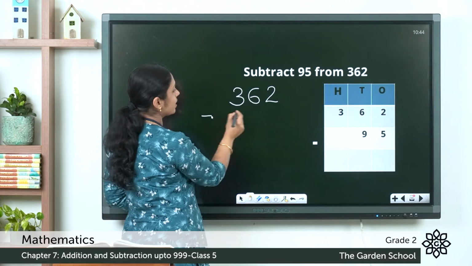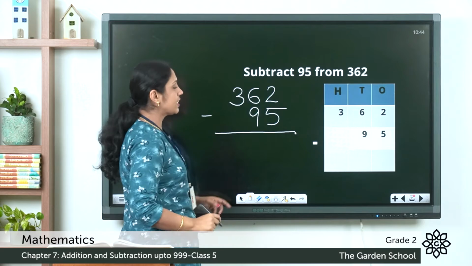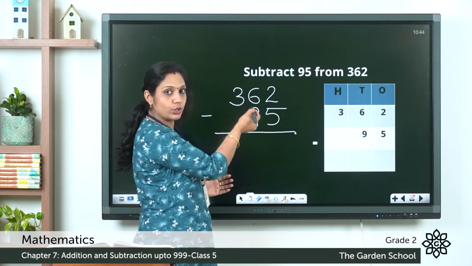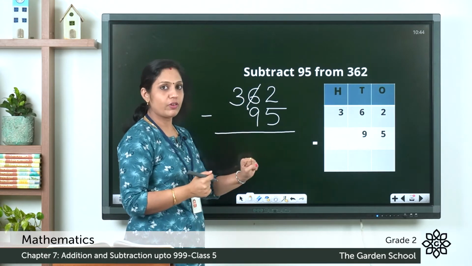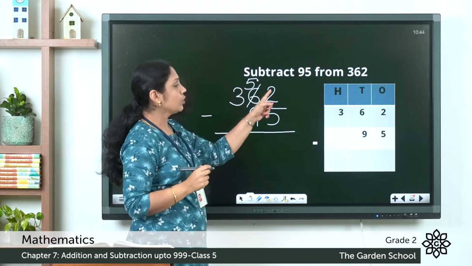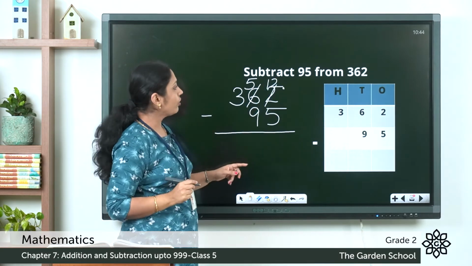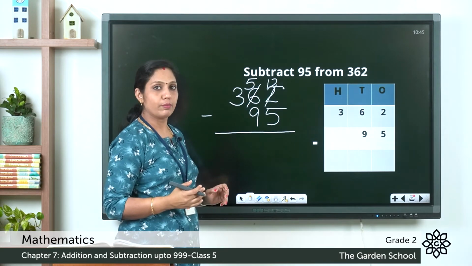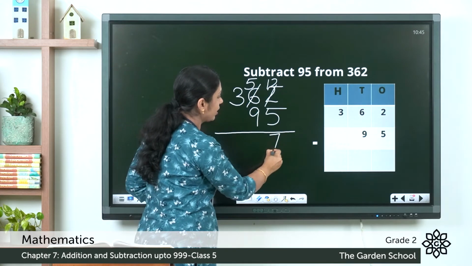So now let's check. 362 minus 95. So now let's start from the ones place. We have 2 minus 5. We are not able to subtract. Let's go to the tens place. We'll take one from the tens place. So 6 becomes 5. So write 5 here, and this 2 becomes 12. So this also you can cut and write the number 12. So now we have to subtract 12 minus 5. So how much is 12 minus 5? It is 7. So you can write 12 minus 5, 7 here.